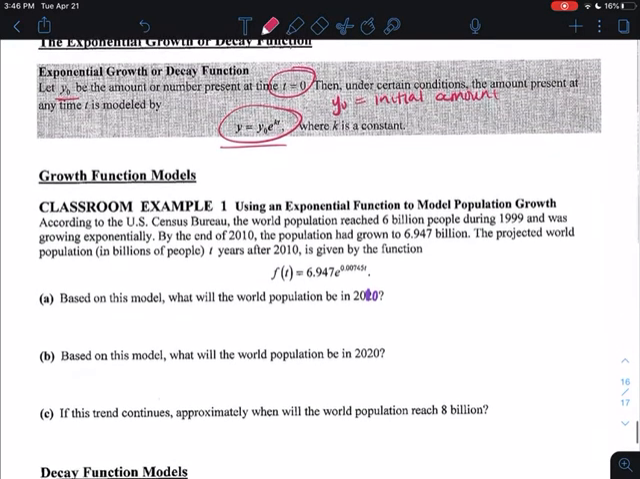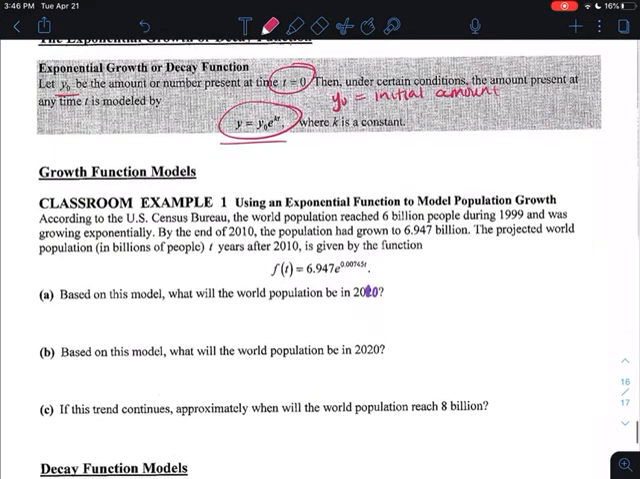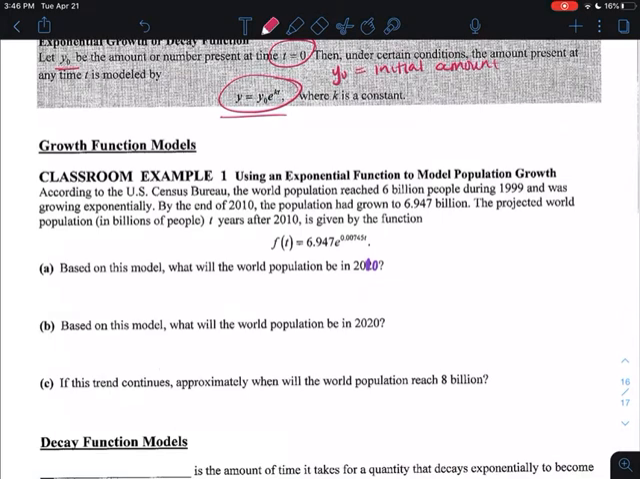So first example, this is a very, very short section. This is a growth function model. It says, according to the U.S. Census Bureau, the world population reached 6 billion people during 1999 and was growing exponentially. By the end of 2010, the population had grown to 6.947 billion. The projected world population in billions of people t years after 2010 is given by this function. So this function is t years after 2010.